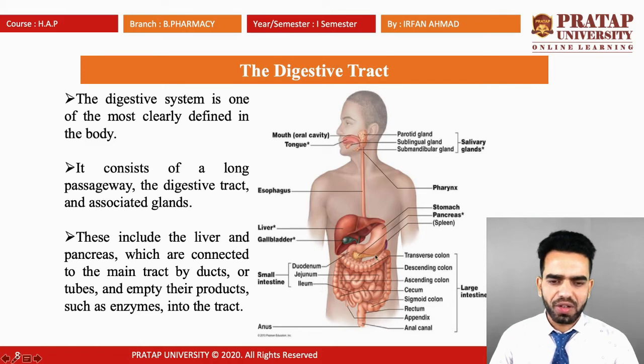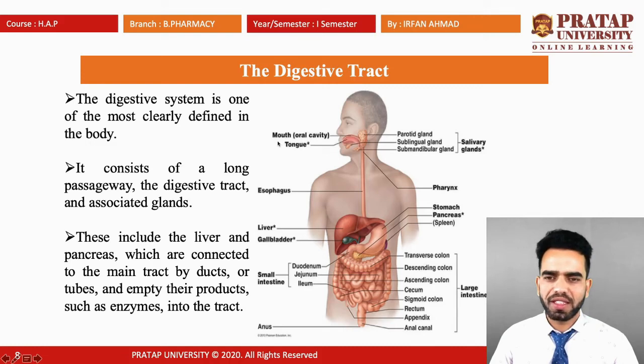Okay, so large intestine has various parts like transverse colon, descending colon, ascending colon, cecum, sigmoid colon, there is rectum, there is appendix, there is anal canal, there is anus. These all are included in the large intestines. So this whole is a digestive tract, and we have to study about one and all, means we have to study about all these parts one by one.